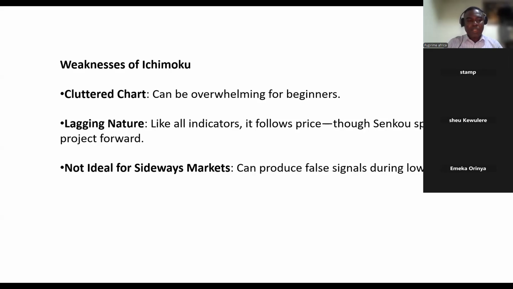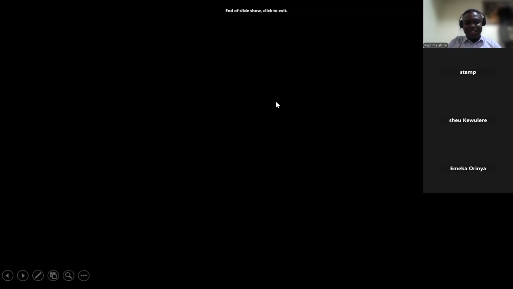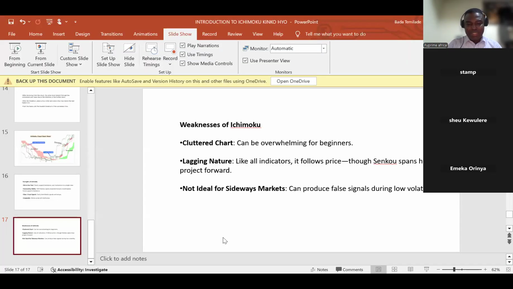That's what it means. Then the other one here is that it's not ideal for a sideways market. Now, when the market is ranging, it can produce false signals. So it's to be avoided as much as possible during periods of low volatility when the market might be ranging. So avoid it in such instances. All right, so that's all on the theory part of this class. I'll flip over now to my chart to show you this indicator, even how to install it, on your trading device.